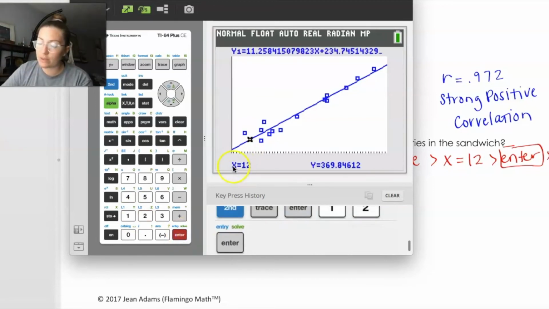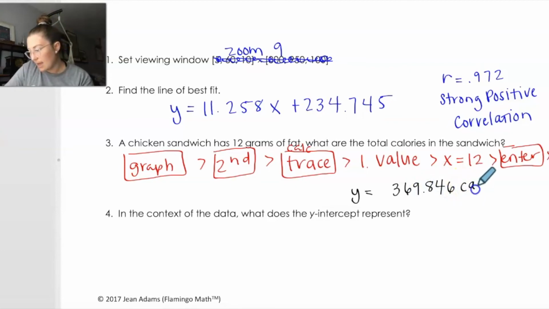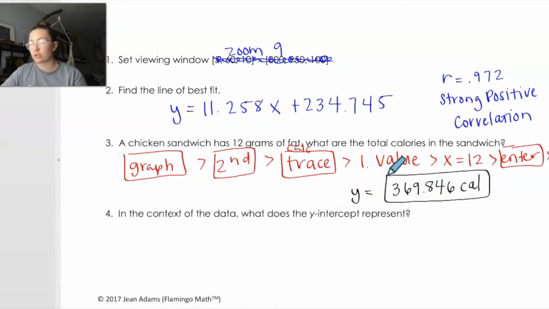And it tells me when there's 12 grams of fat that there's going to be 369.846 calories. And that's the answer to the question that it asked me. So let's go ahead and write that down. So y equals 369.846 calories. So this is my answer to the question.